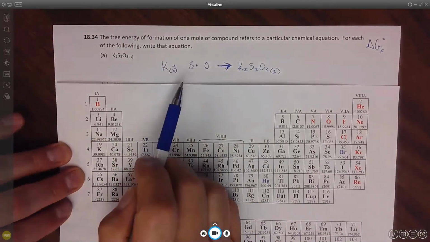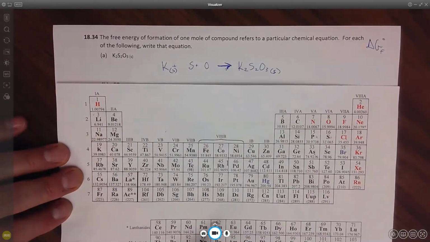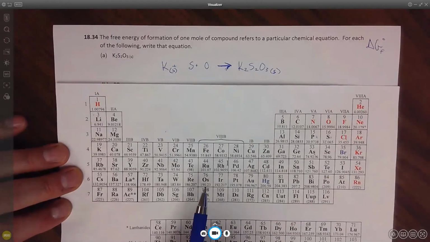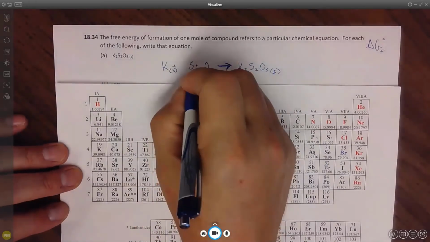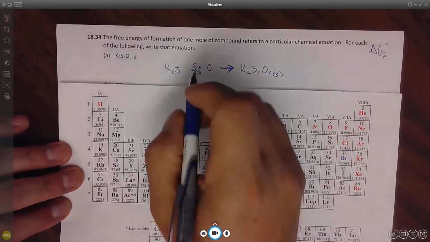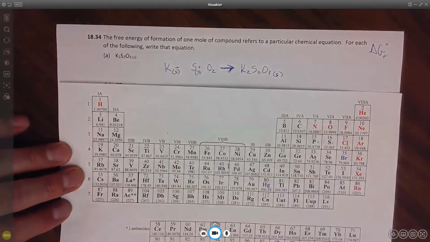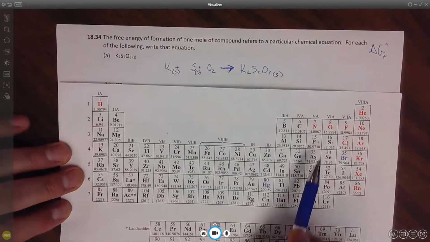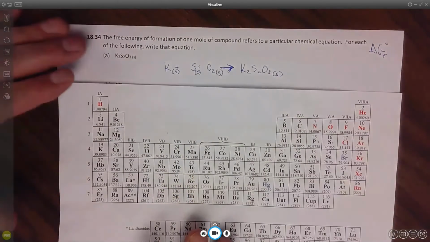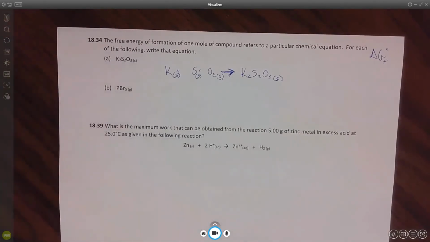Okay, is sulfur a diatomic? No, it's not one of those. And what phase label do I give it? I get a solid as well. Again, it's black, so it's a solid. Is O2 a diatomic? It is a diatomic. What phase label do I give it? That's gas, right? Yes, because it's red. So it's gas. Okay, now all I need to do is balance it.